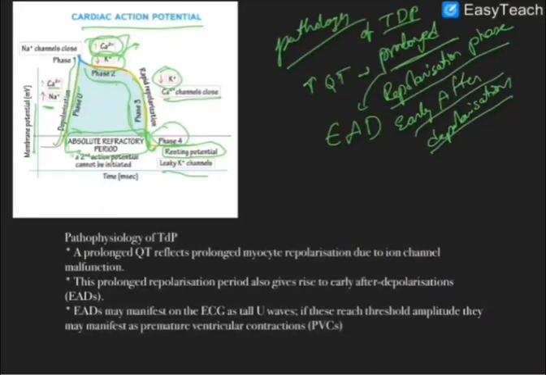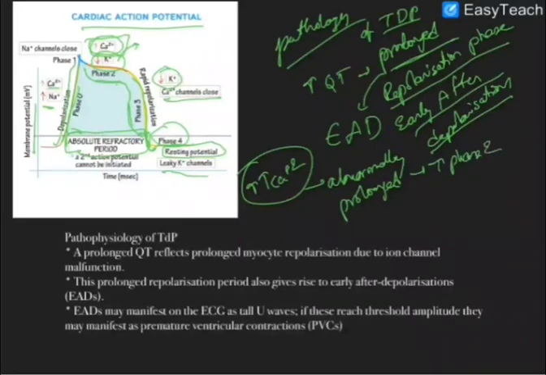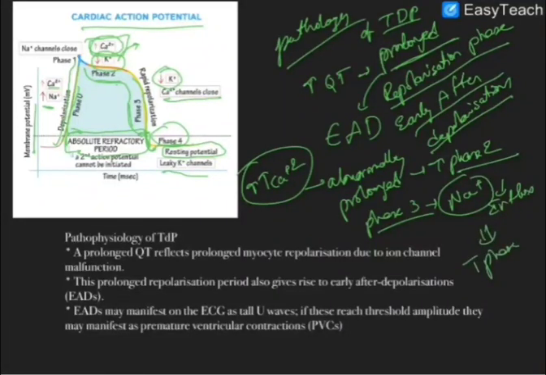Either in phase 2 or phase 3, due to defects in ion channels, in phase 2 calcium channel opening is abnormally prolonged. So this leads to a prolonged phase 2. Or in phase 3, due to defects in ion channels, sodium channels will start opening in phase 3. So there is a positive charge influx, and this leads to prolongation of phase 3.